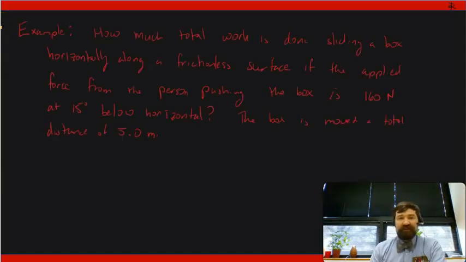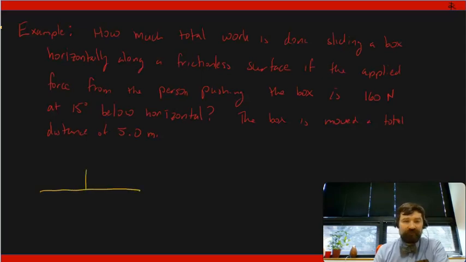All right, in the example that we have, we ask how much total work is done sliding a box horizontally along a frictionless surface if the applied force from the person pushing the box is 160 newtons at 15 degrees below horizontal, assuming that the box has moved a total distance of 5 meters. As always, it's a good idea to draw a diagram here to help us solve the problem. So here's my box. I'm going to move it a total displacement d of 5.0 meters, from one location to the other.